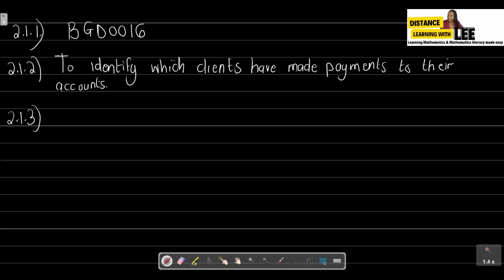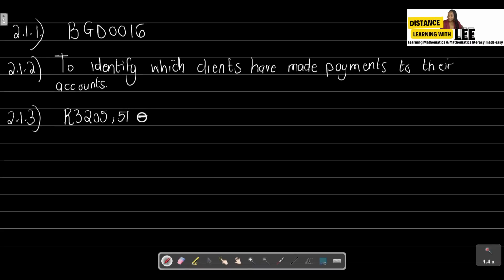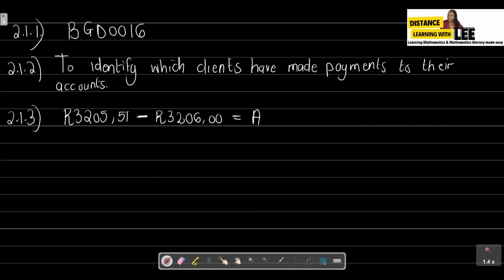2.1.3. Before the payment she had 3,205.51, and then she made a payment, so minus. How much did she pay? She paid 3,206. What is A? You work with the values that have been given and use them to write out an equation, and from there it becomes super easy. You take these values and punch them into your calculator to find out what A is.